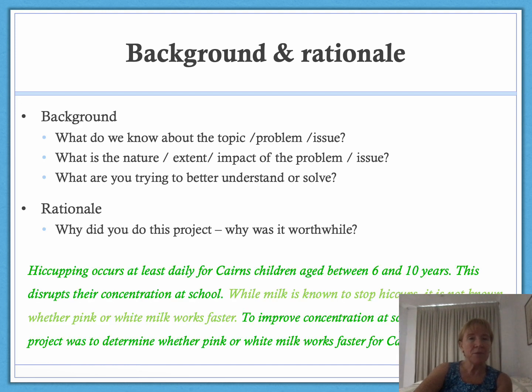So I'll give you another example. Hiccuping occurs at least daily for canned school children aged between 6 and 10 years. So I've stated the problem. This disrupts concentration at school. That's the impact. While milk is known to stop hiccuping, it is not known whether pink or white milk works faster. So that's what's not known and we need to know. So to improve concentration at school, the aim of this project was to determine whether pink or white milk works faster for canned school children.